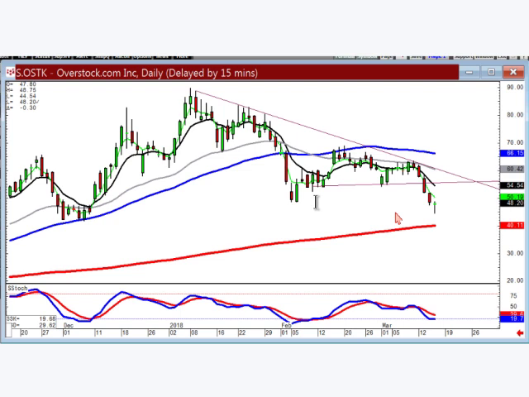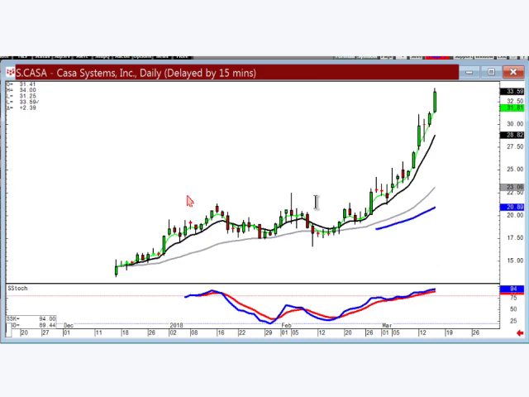CASA. Notice when it came out of this fry pan bottom, it broke out nicely. So what is, oh, Tim, there's no congrats. I just do what the charts tell me.